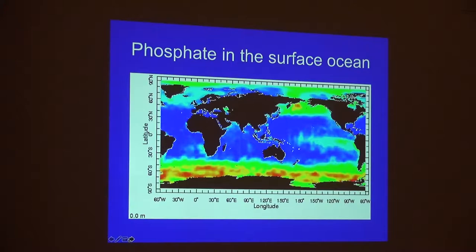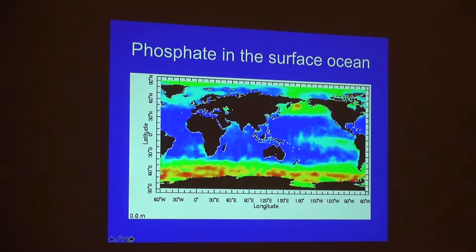So many years ago, Joe Reed at Scripps noted that there were several regions of the world where even in the summer, there was excess phosphate. And so there are three regions that were identified ultimately: the subarctic Pacific right here, the eastern equatorial Pacific here, and the southern ocean in general.